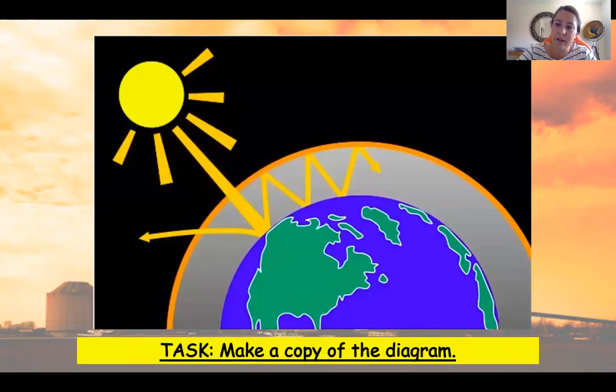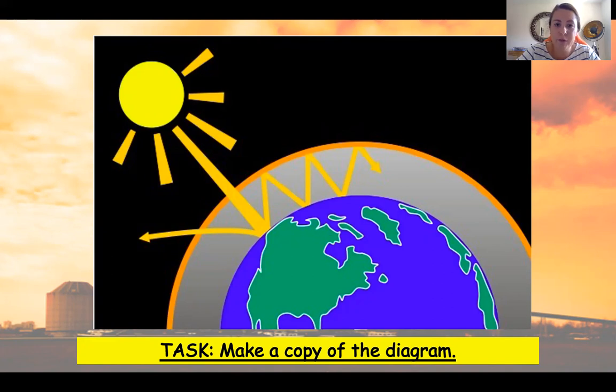Next we're going to look at the greenhouse effect, and more importantly, the enhanced greenhouse effect. The greenhouse effect is good. It's what keeps us nice and warm, and life on Earth as we know it, so the different plants and animals, is possible because of the greenhouse effect. The enhanced greenhouse effect is where, because of human activity, we are causing the Earth to warm up at a faster rate. So therefore that's not that good.